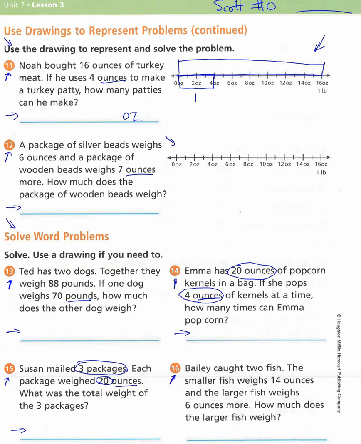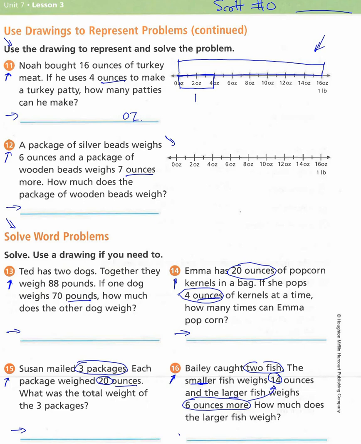All right, then number 16, last one on this page. Bailey caught 2 fish. The smaller fish weighs 14 ounces and the larger fish weighs 6 ounces more. How much does the larger fish weigh? So this one's a little bit confusing. 2 fish. One of them weighs 14, and it says that one's actually the smaller, the lighter one. So the larger one weighs 6 ounces more than 14. So we need to put that together. 6 ounces more than 14.